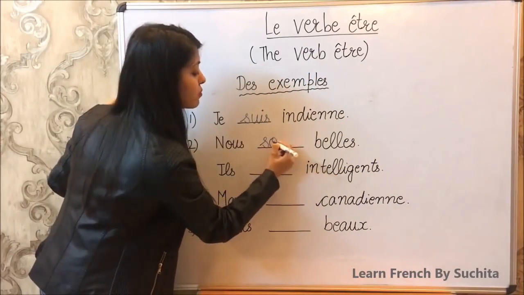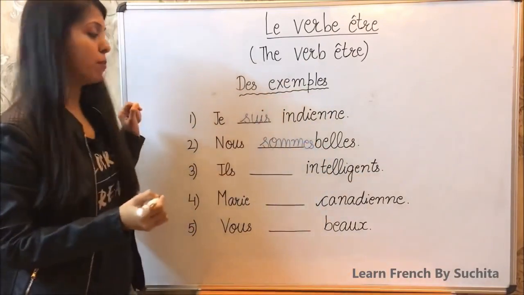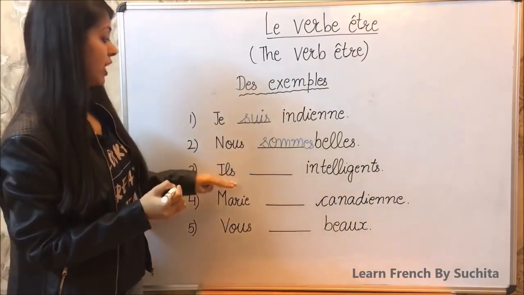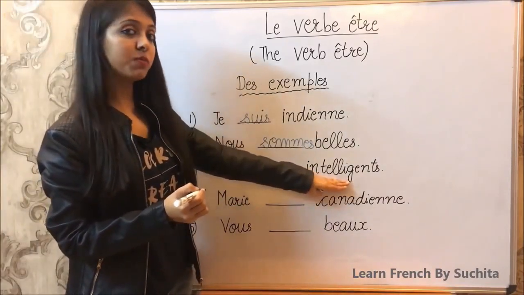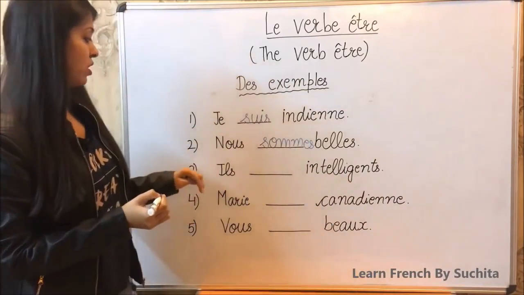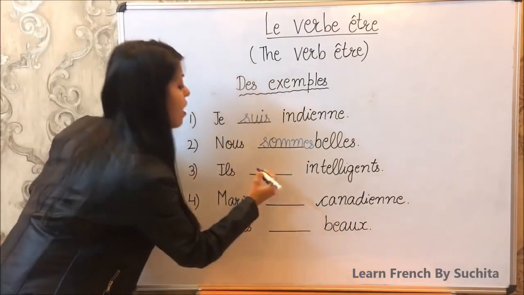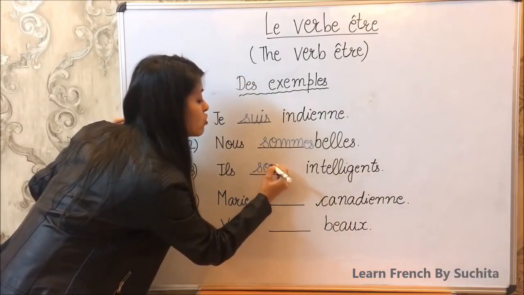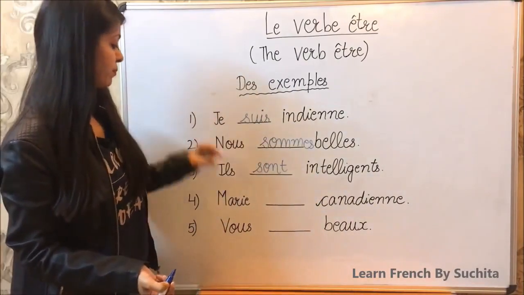It is nous sommes. Now, ils, which means they, intelligent, which means intelligent. So, they dash intelligent. They are. Ils sont intelligents. Très bien.